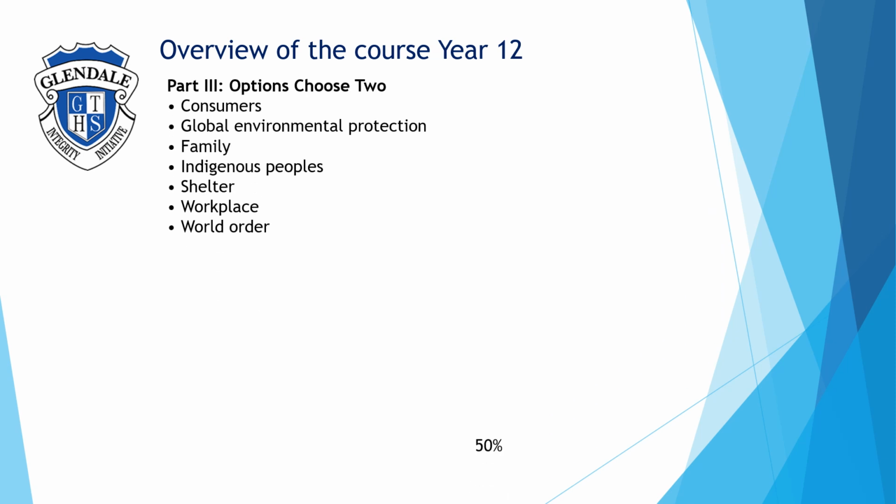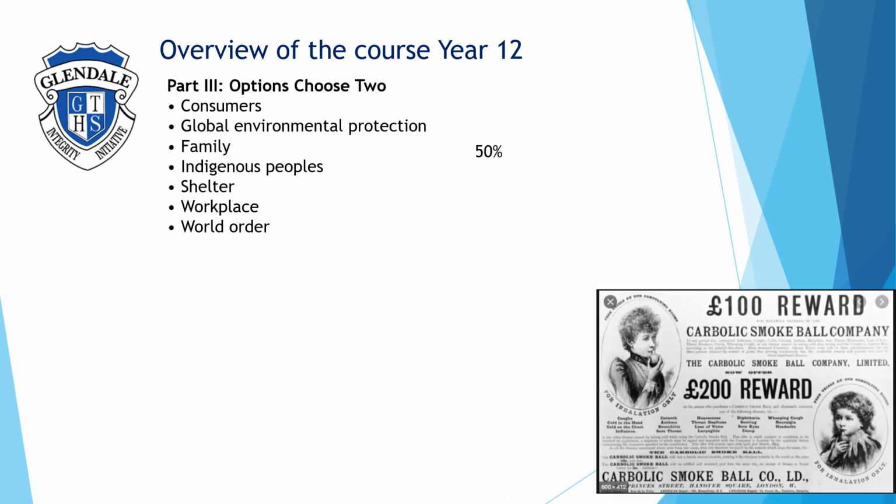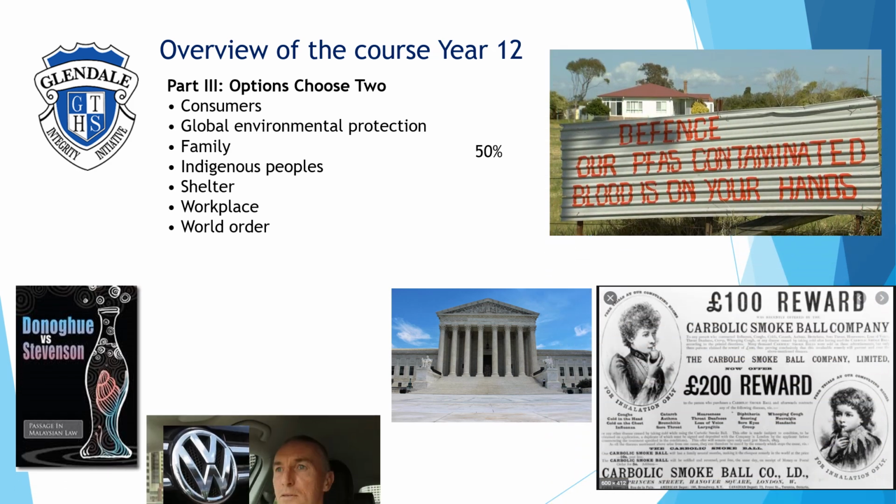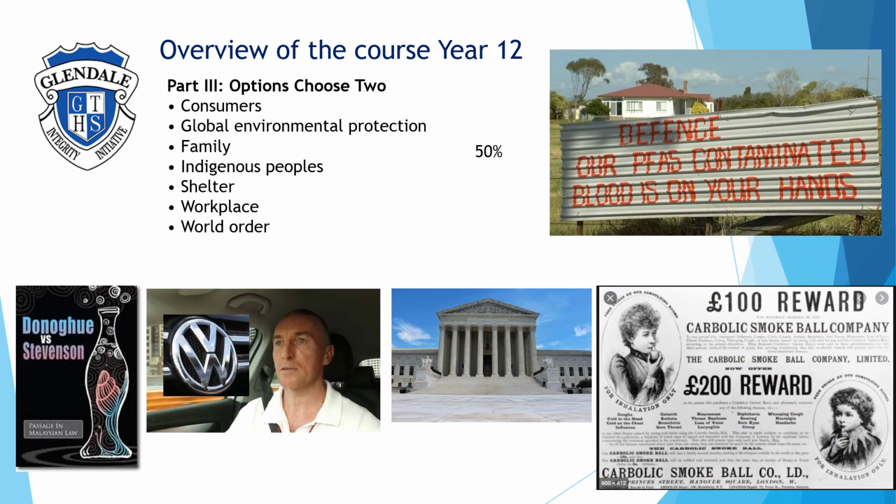Part 3, Options. Students will choose 2 options from the list below. They include consumers, global environmental protection, family, Indigenous people, shelter, workplace, world order. The weighting for this component of the course is 50%.